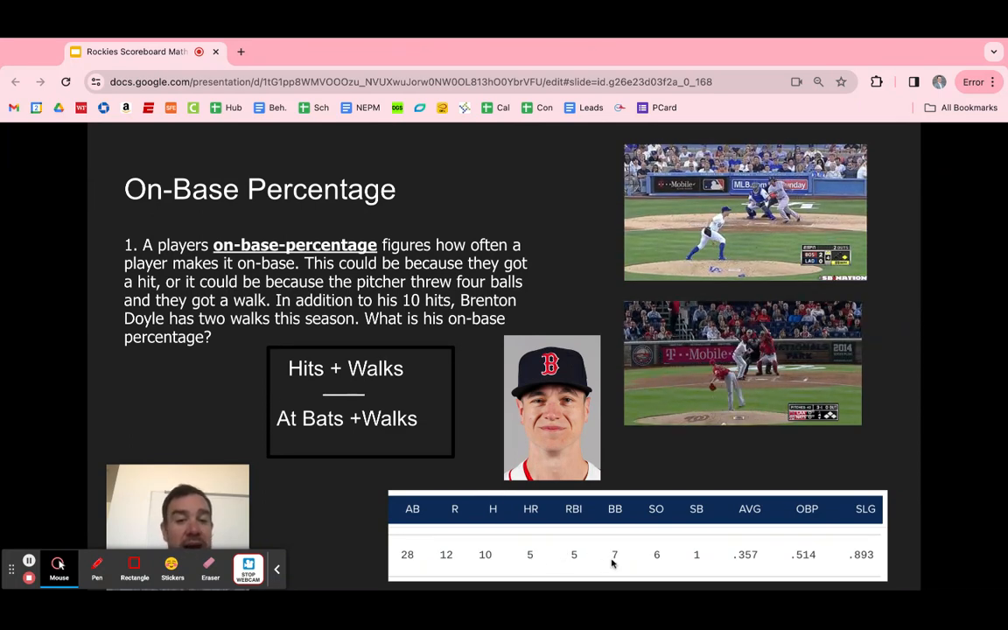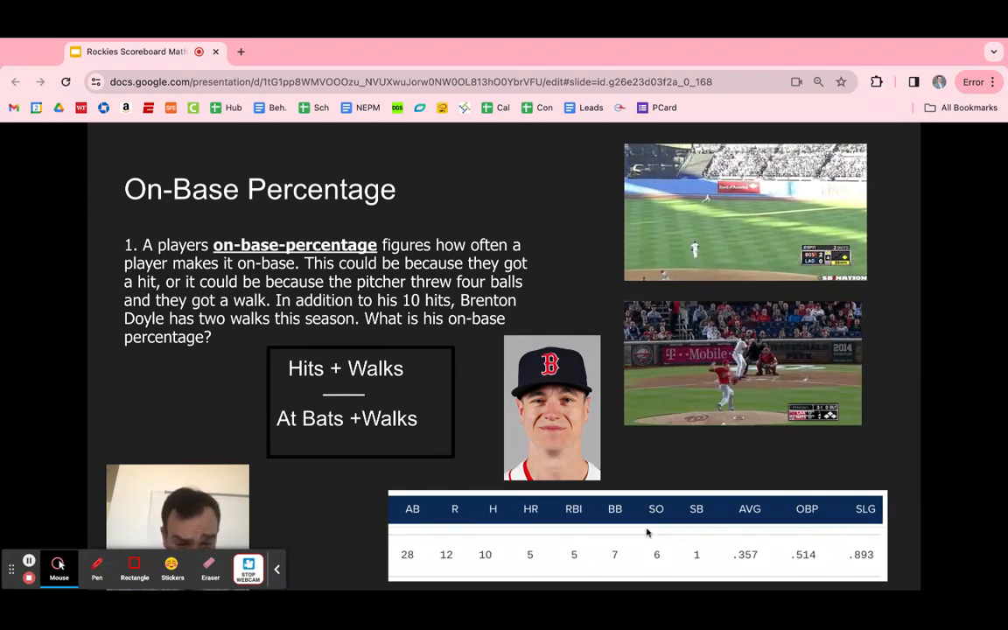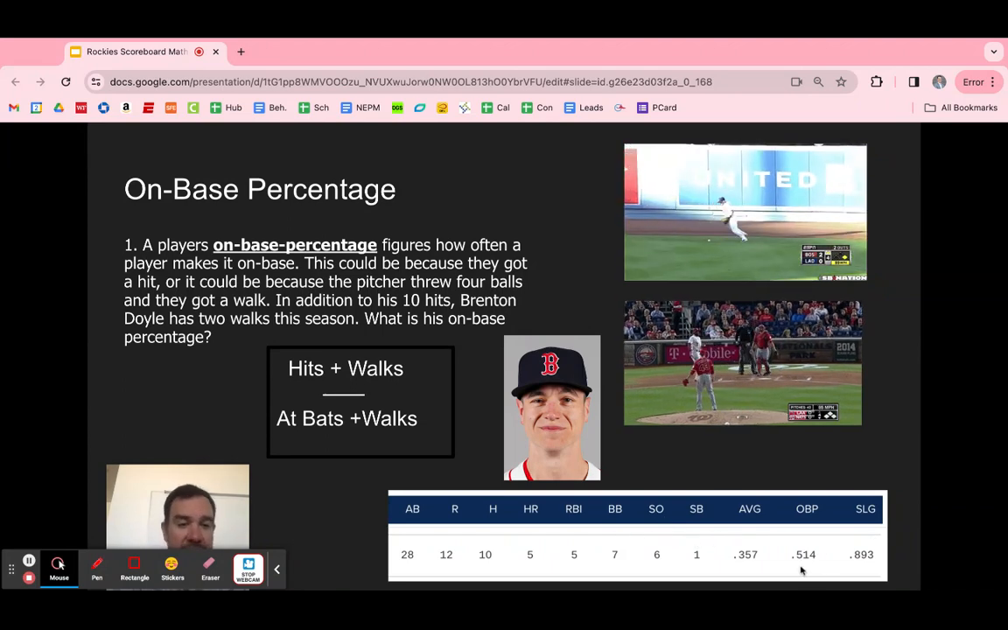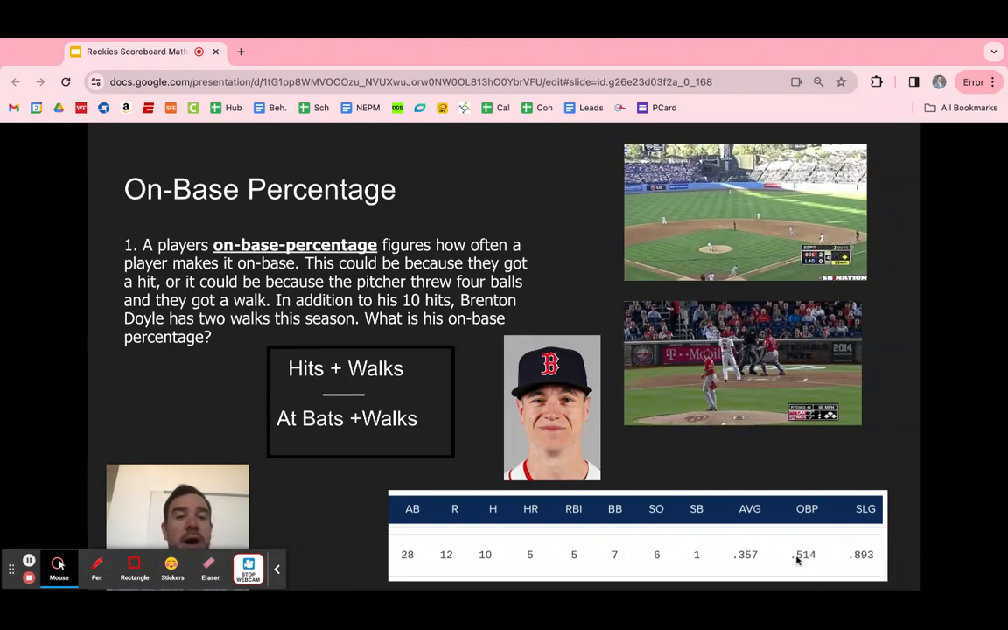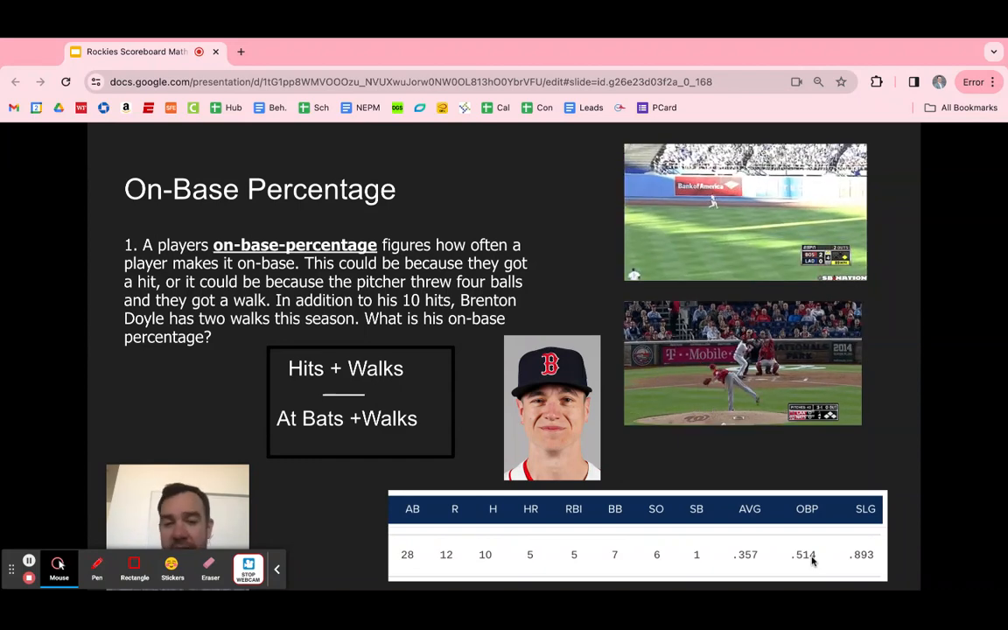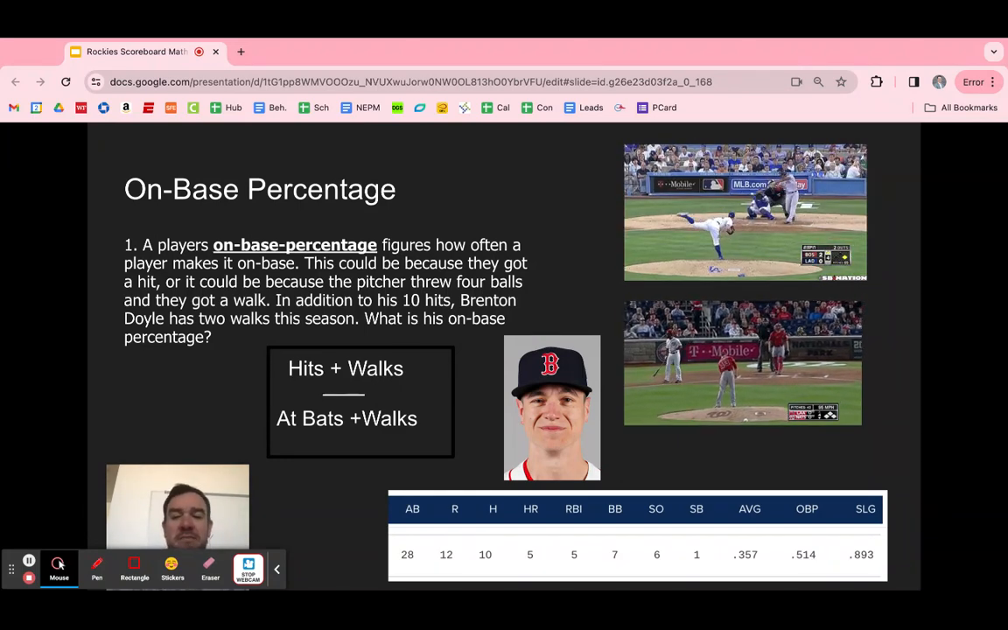So that would be 18 divided by 35. That would get you an on-base percentage of 0.514, which is an incredible on-base percentage. Anything above .500 is unbelievable.